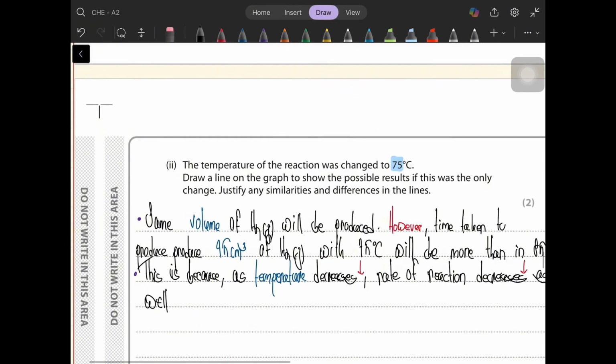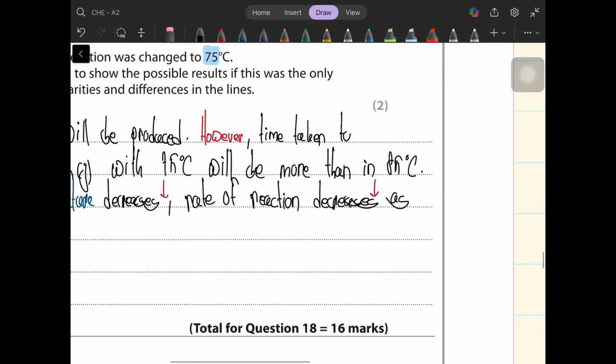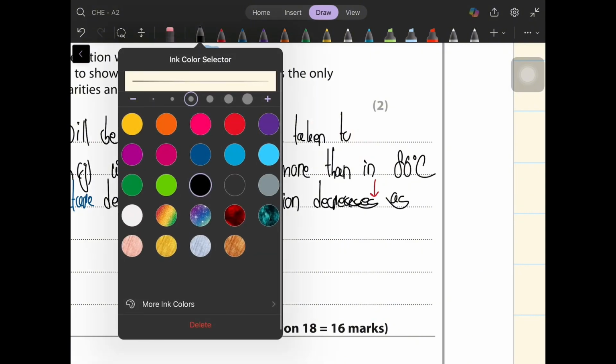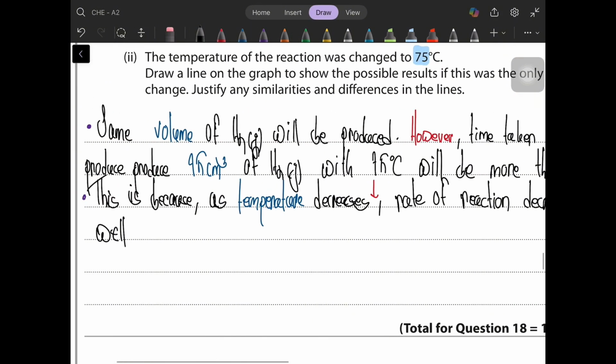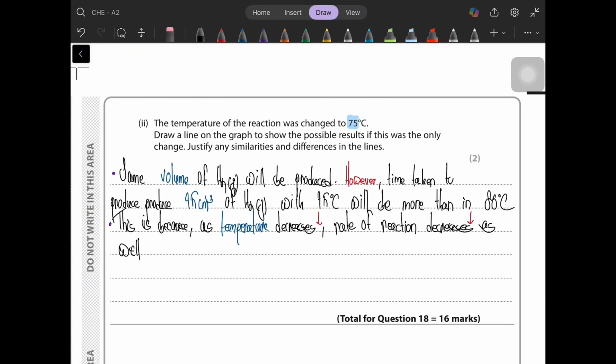So yeah, this is what I've written over here. Same volume of H2 gas will be produced. However, the time taken to produce 75 centimeter cube of H2 gas at 75 degrees Celsius will be more than at 85 degrees Celsius. Sorry, that should be 80 degrees Celsius. This is because as temperature decreases, rate of reaction decreases as well, right? So let's just move on to the next question.